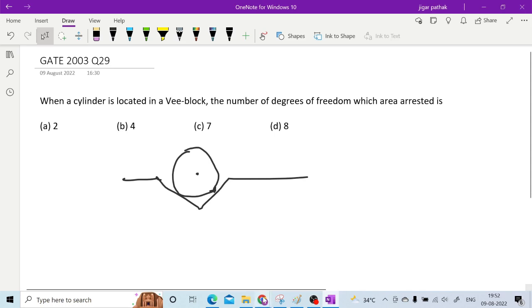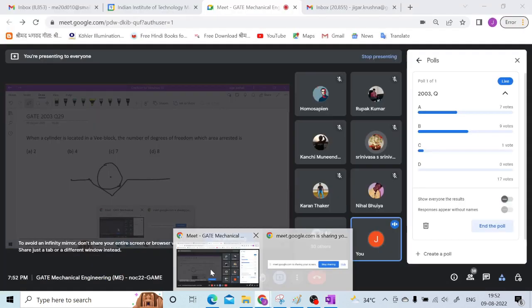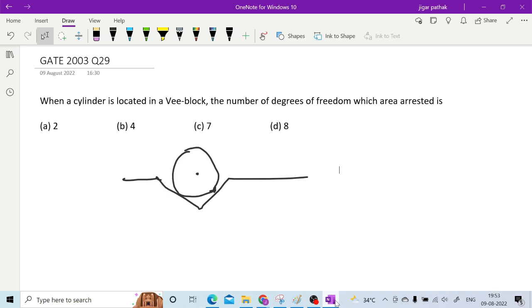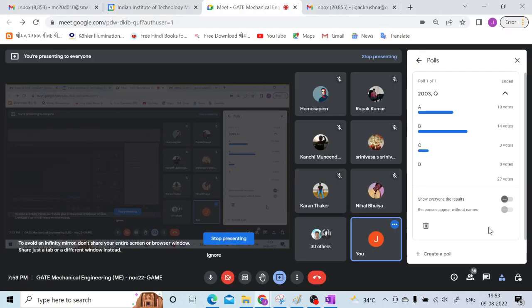So should I end the poll or you want some more time? I am ending the poll. We will discuss also. I have ended the poll. Can you see the result of the poll? I guess now you can see the result of the poll. Everyone, in activity? Yes, sir. So I guess most of you got it correct.